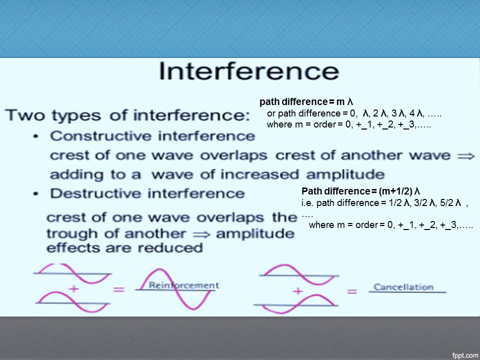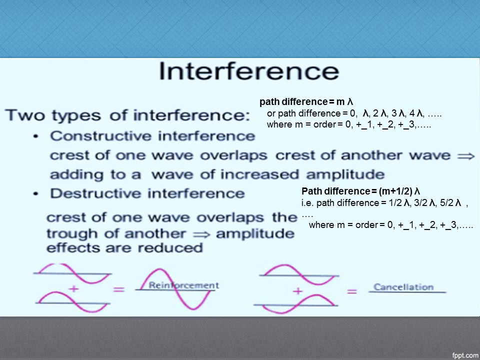Types of interference. The first type is called constructive interference, as you see in the first diagram: the crest of one wave overlaps the crest of another wave, adding to a wave of increased amplitude. For constructive interference, the path difference is equal to m lambda, where m is the order, equal to 0, plus minus 1, plus minus 2, plus minus 3, and so forth. So for the 0th order you will get 0, for first order it would be lambda, for second order 2 lambda, for third order 3 lambda, and so on.